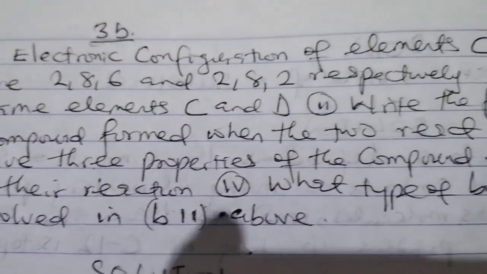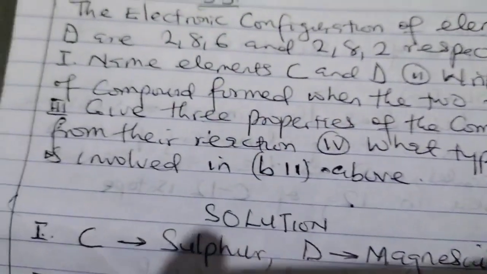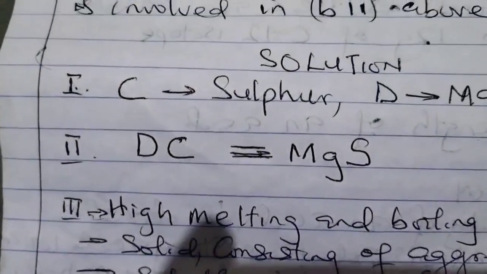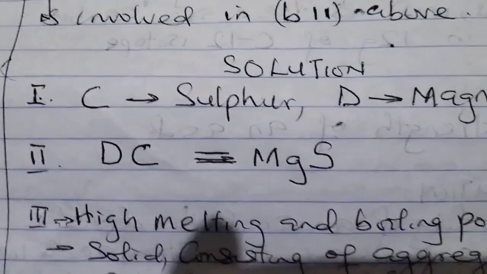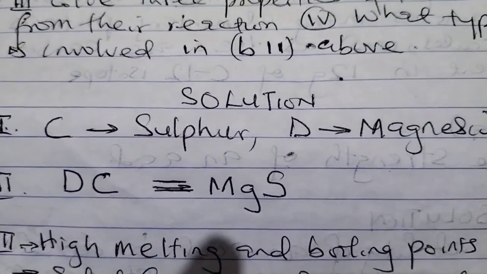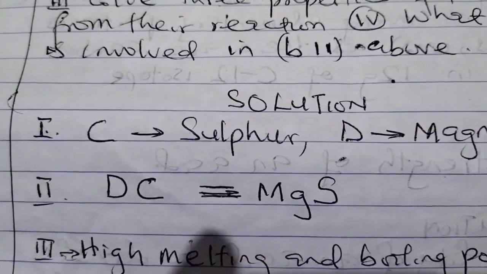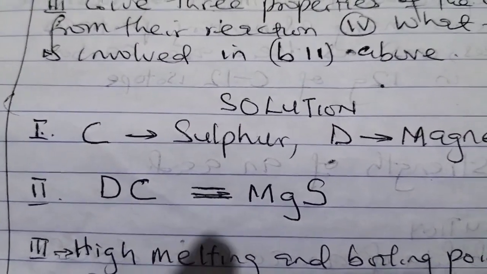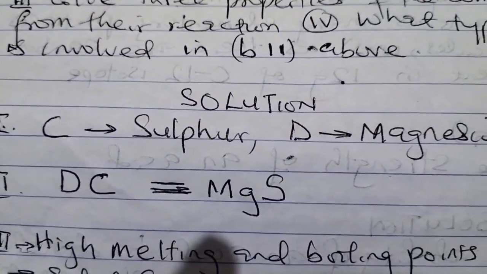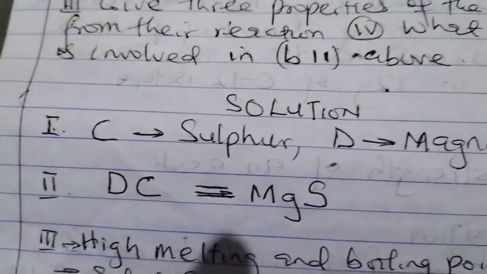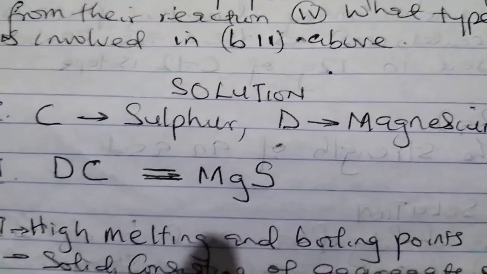So we'll go to question number 2. Number 2 says, write the formula of the compound formed when the two elements react. The formula of the compound will be DC. D will come before C because D is a metal and C is a non-metal. The valency of magnesium is 2, and the valency of sulfur in a binary compound is also 2. So the 2s cancel, and you have DC. Or you can still use the formula MgS because the names have already been mentioned. Mg is for magnesium, that is D, and S for sulfur, that is C.